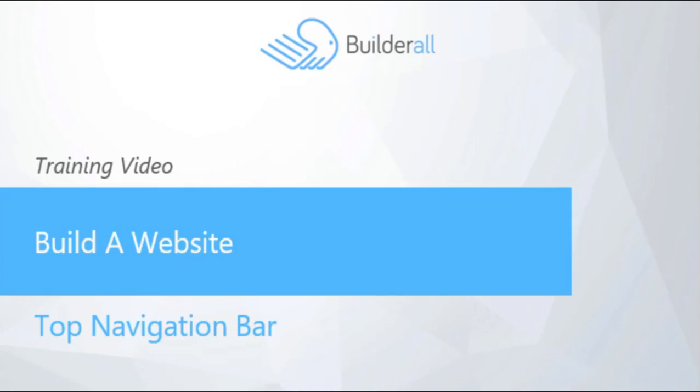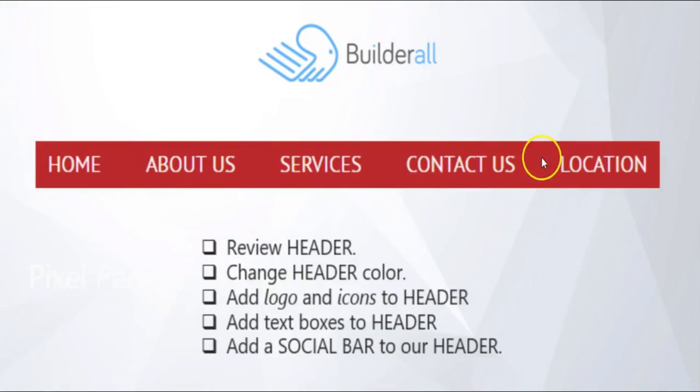In this next training video in our Build a Website series, we're going to talk all about the top navigation bar, and we're going to be working in the header. First, we're going to review this header and learn all about it. We're going to change the color to this wonderful firebrick red. Then we're going to add our logo and icon and some text boxes to the header. And last, we're going to add a social bar and configure them to lead to our social media pages.